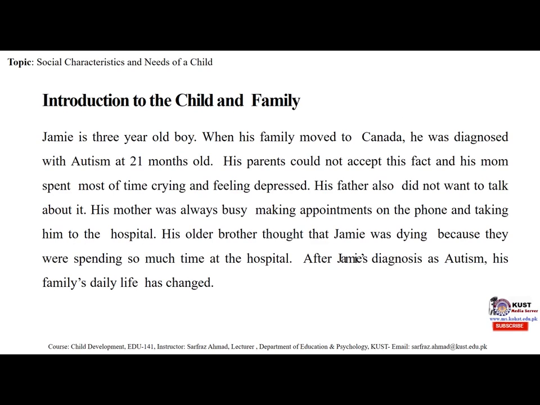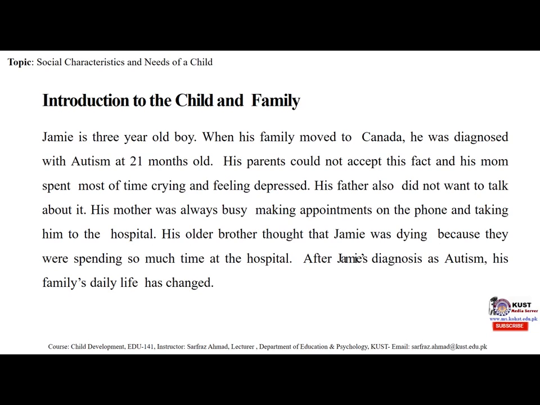Suppose we give a name, Jamie, a 3-year-old boy. When his family moved to Canada, he was diagnosed with autism at 21 months old. His parents could not accept this fact; his mom spent most of the time crying and feeling depressed. His father also didn't want to talk about it.